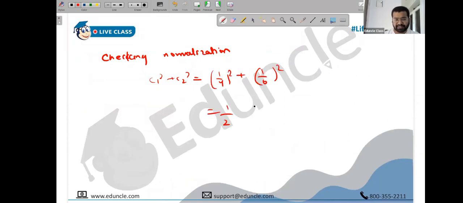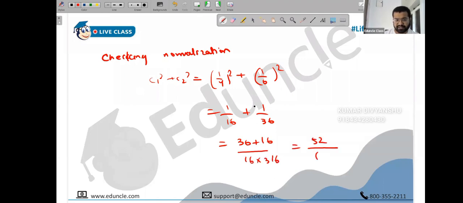So let's calculate this. So this is 1 by 16 plus 1 by 36. Okay. So this is 36 plus 16 upon 16 into 36. So this is 52 upon 16 into 36. Let's keep it as it is.